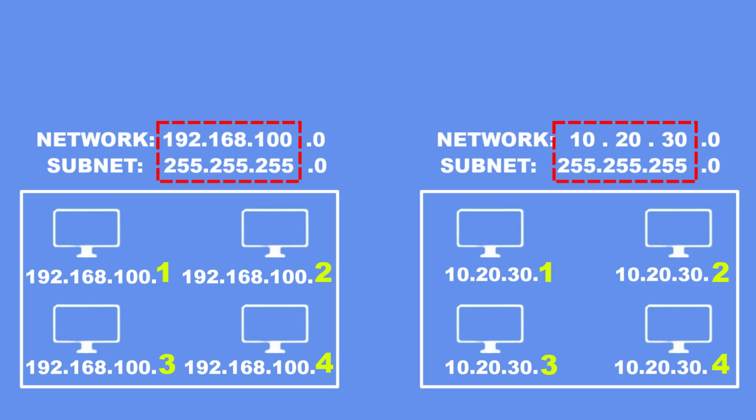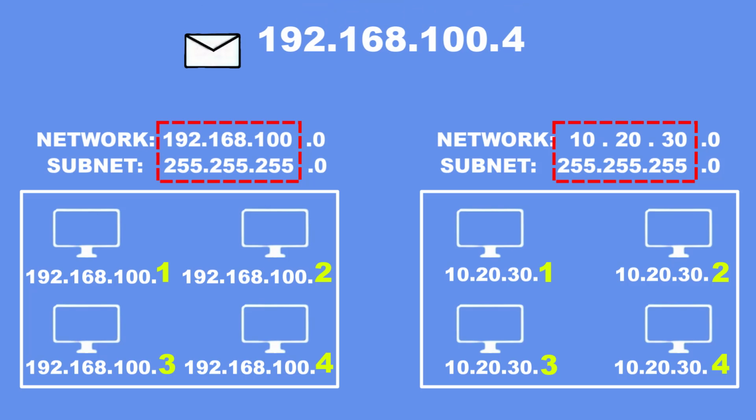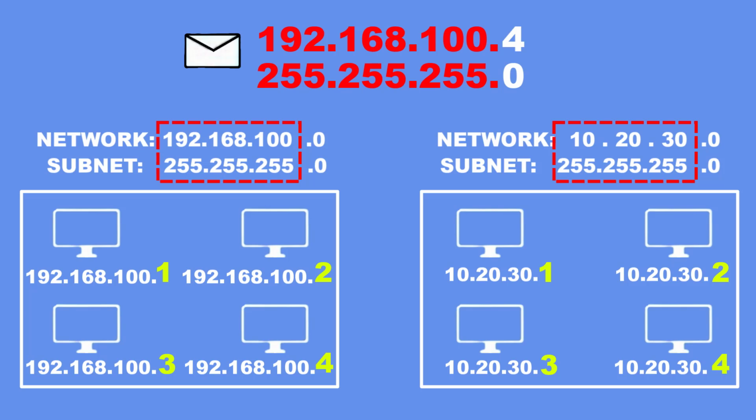So in the last, a test for you. If we have to send data to 192.168.100.4 with a subnet mask of 255.255.255.0, where would we send it? Well, if we look at the subnet mask, we can find that the network is 192.168.100 and .4 is our host number in that network. So we send it to the host in the network on the left side. Hopefully that all makes sense to you.